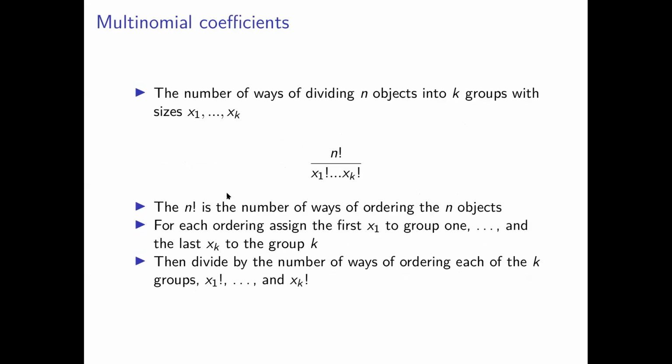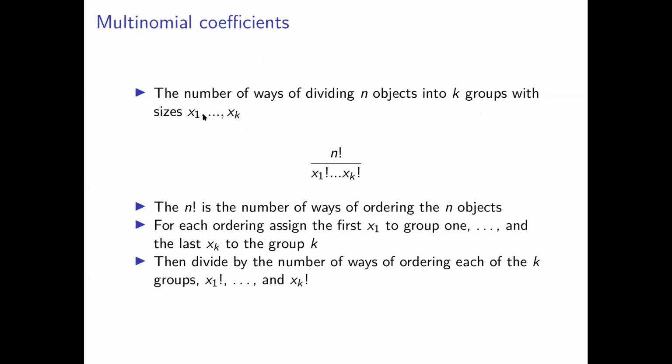And now multinomial coefficients are quite similar to binomial coefficients when you understand them as dividing up n objects into two groups. But now we're dividing n objects into k groups. And so we have k different sizes for those groups, where these sizes have to add up to n.